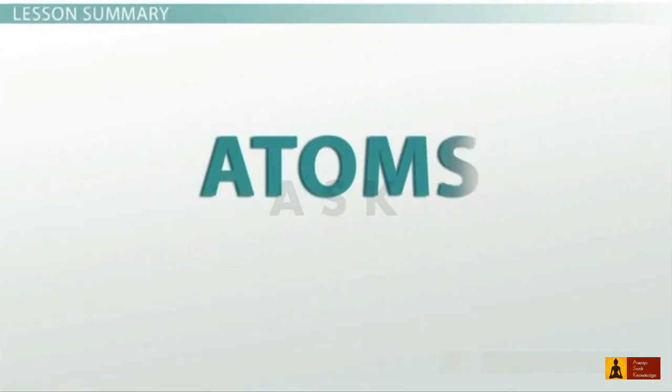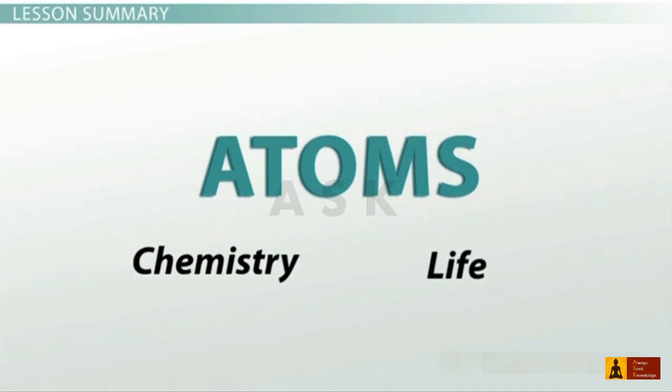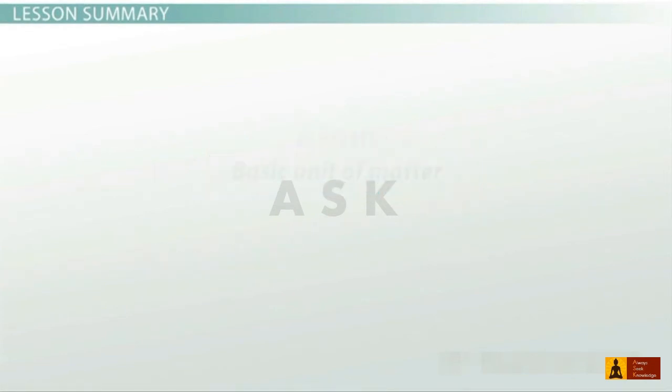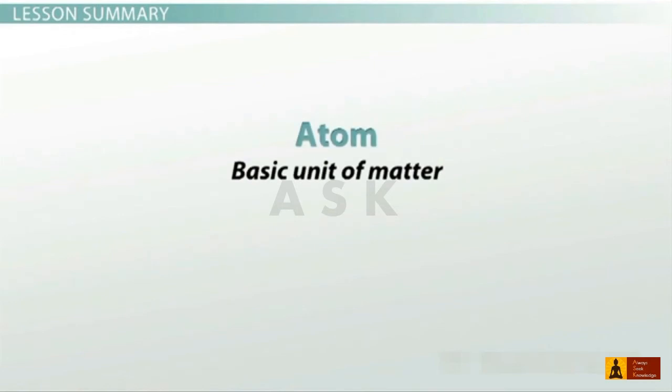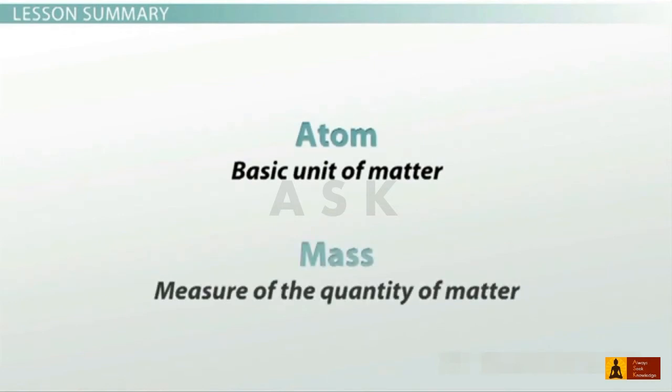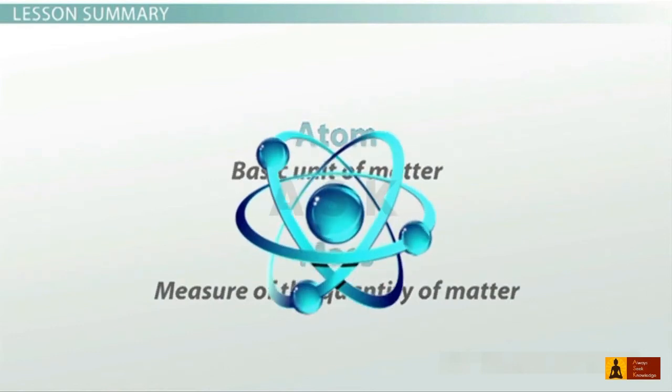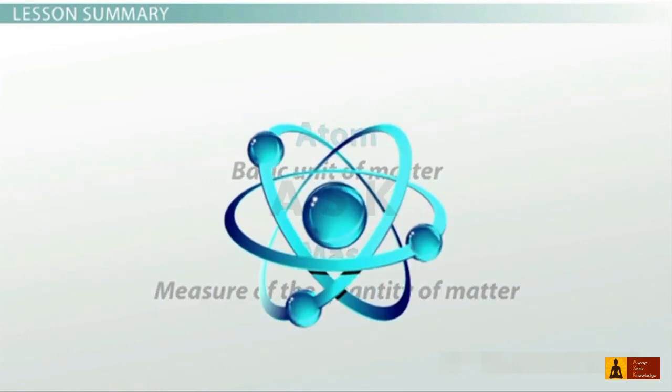All right, so in this lesson, we've learned a lot about atoms and how they make up the basic building blocks, basically, of chemistry and then also of life. So an atom is the basic unit of matter. Mass is a measurement of the quantity of matter. And it's a characteristic along with charge, which is used to define the subatomic particles that make up an atom.